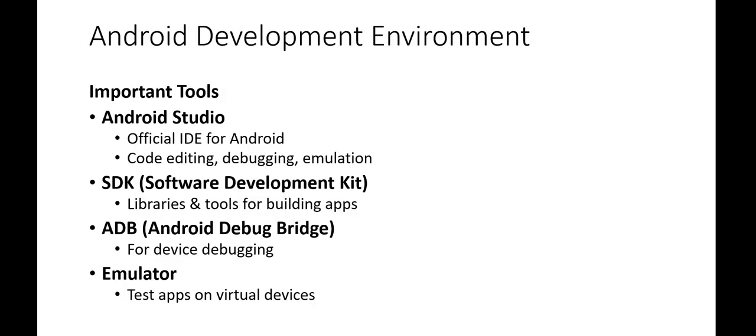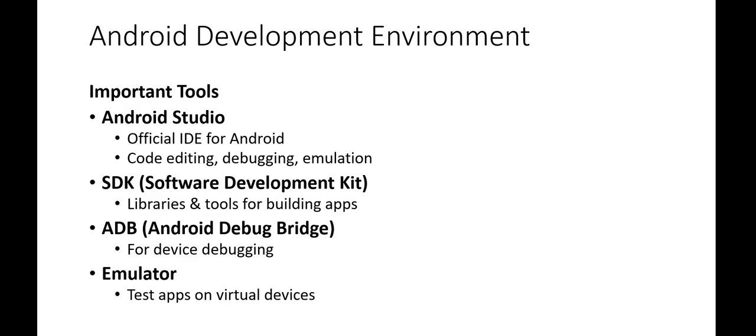Android development environment. Important tools for the Android development environment: first one is Android Studio, second one is SDK, third one is ADB, final one is emulator. Android Studio is the official IDE for Android. It helps with code editing, debugging, and emulation.